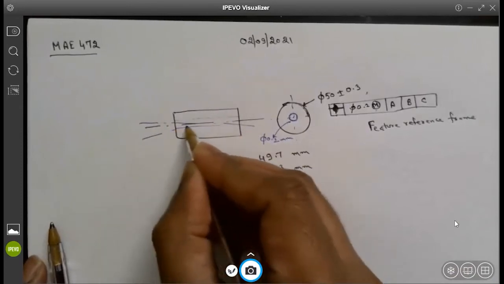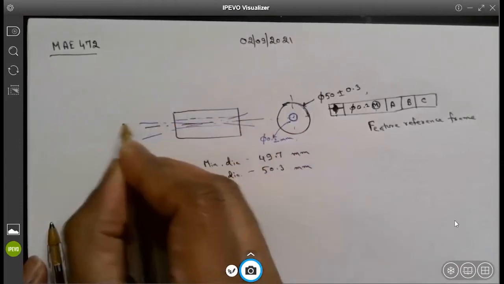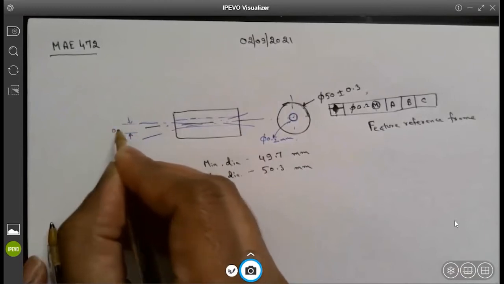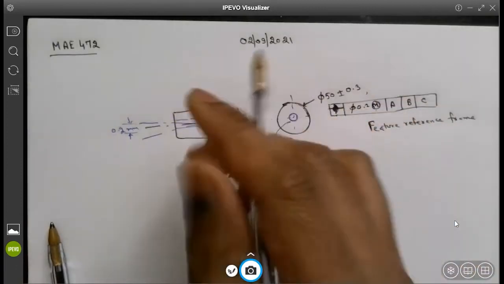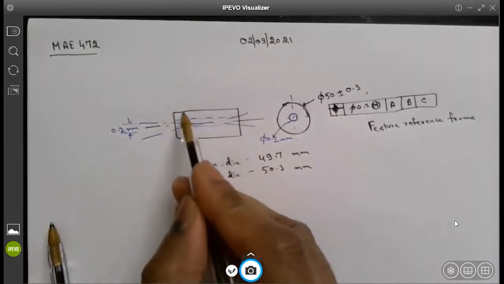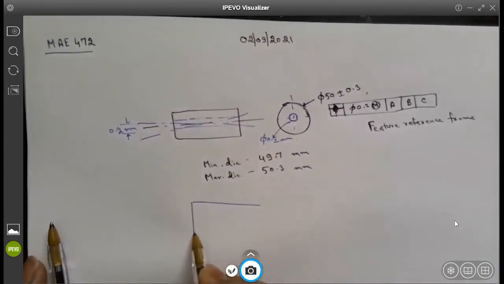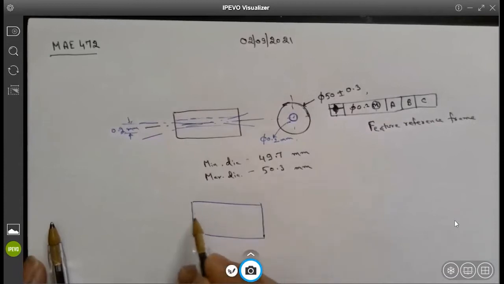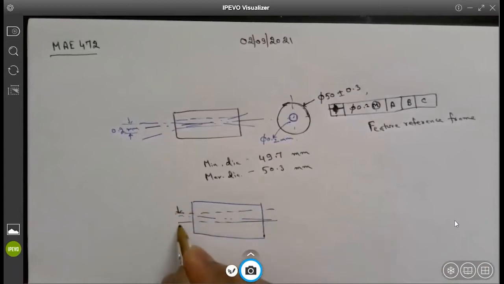or it can lie like this. As long as the axis lies within a diameter of 0.2 millimeters, I have a perfectly valid cylindrical object. The cylindrical object may not have a perfect form. It can have a bent shape. It can basically be like this. So I can have a cylinder which looks like this, and here the axis is lying within a tolerance of 0.2 millimeters.